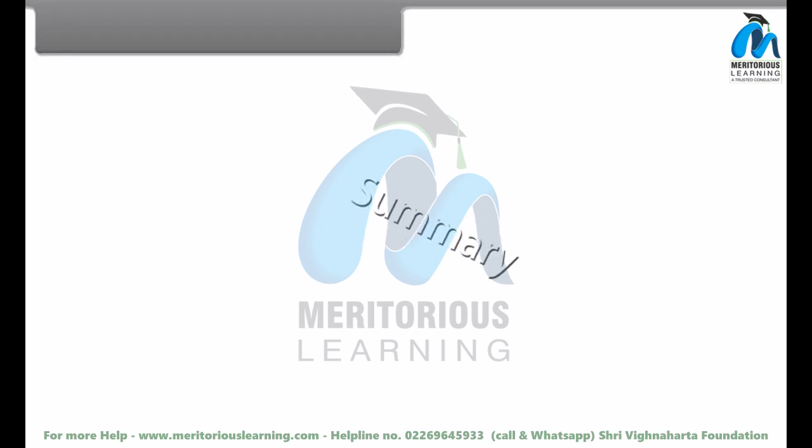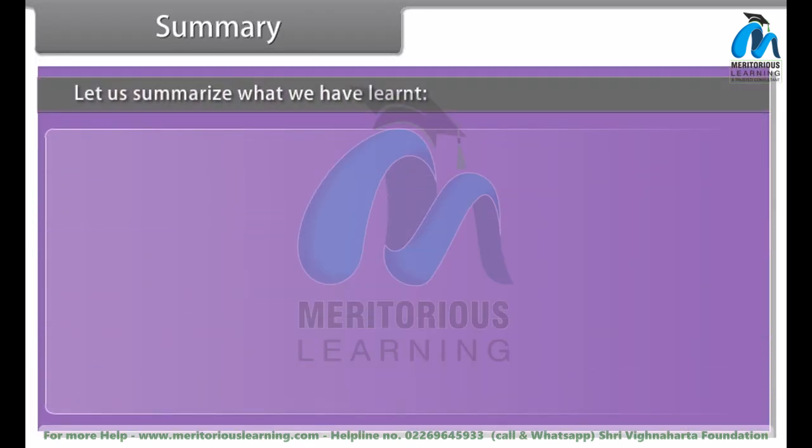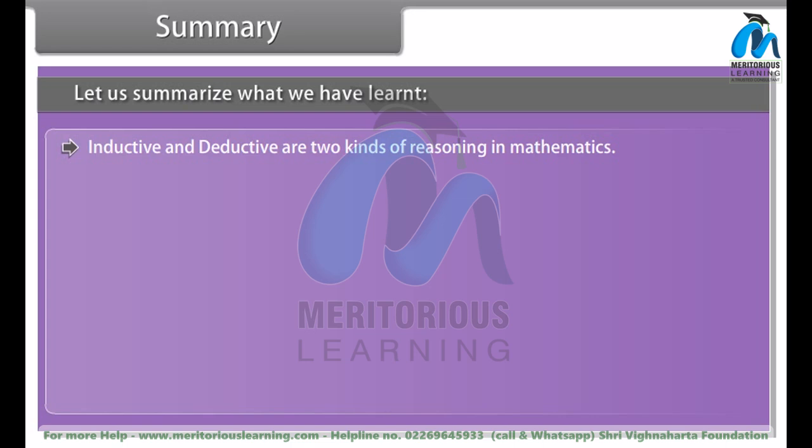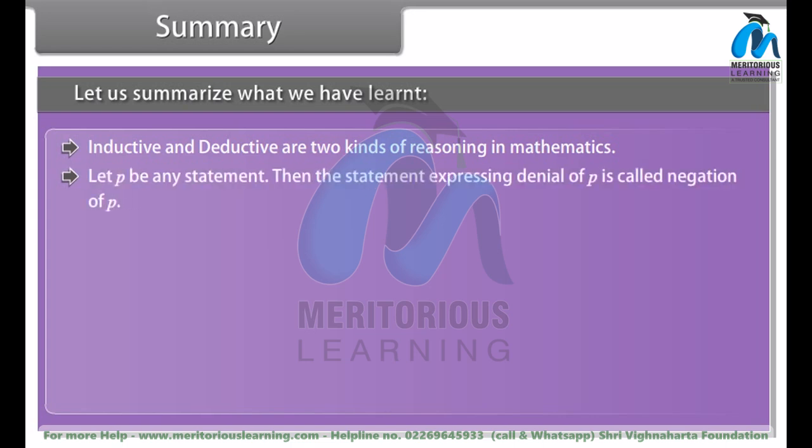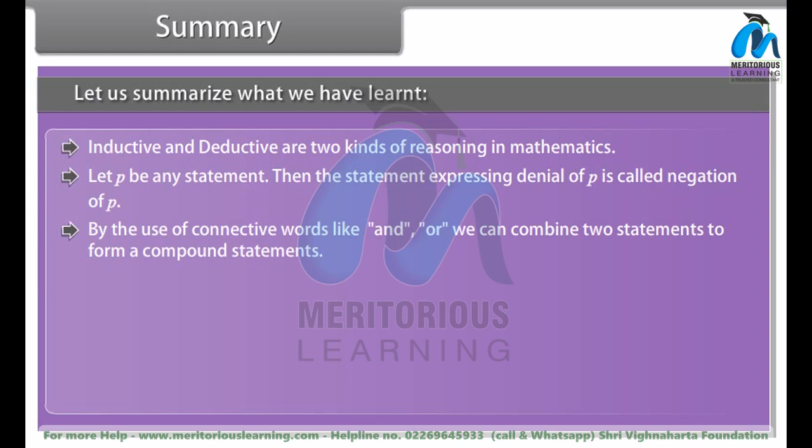Summary. Let us summarize what we have learned. Inductive and deductive are two kinds of reasoning in mathematics. Let P be any statement, then the statement expressing denial of P is called negation of P. By the use of connective words like and, or, we can combine two statements to form a compound statement.